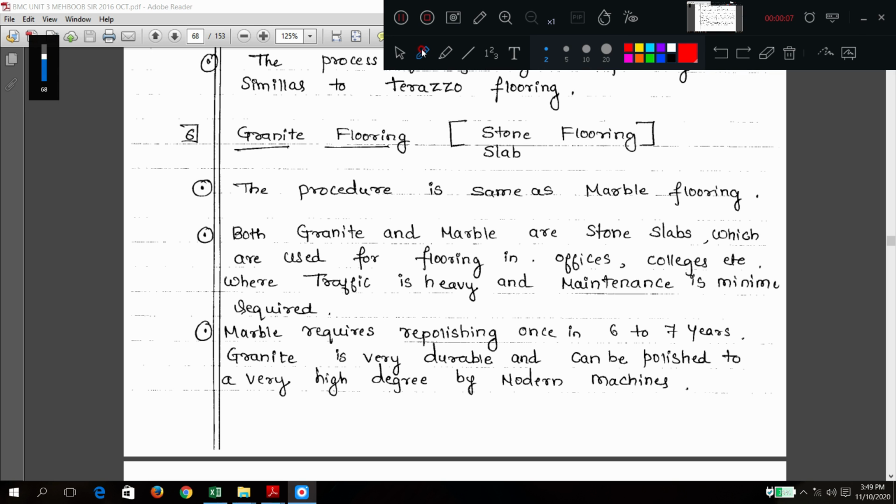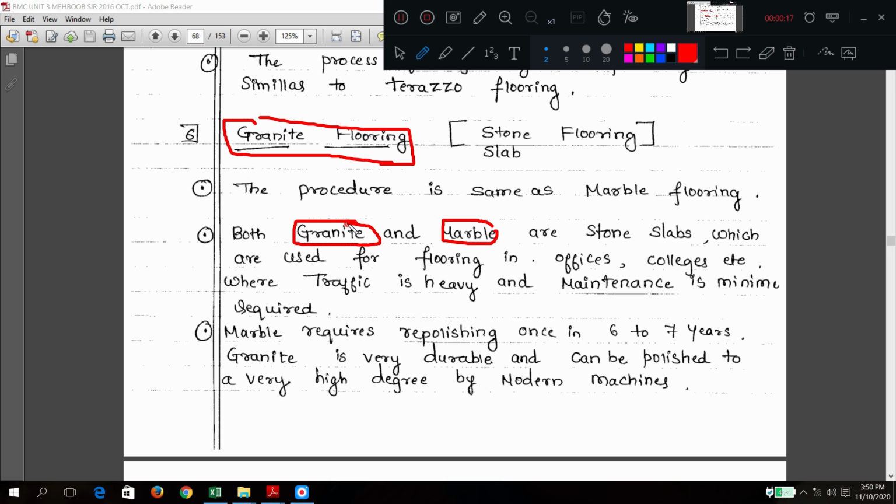Good afternoon once again. So here we are going to discuss the granite flooring. See here, granite flooring and marble flooring are both the same. Only the topping material is changed here. The procedure is the same. So in marble flooring, what we have seen, base courses.